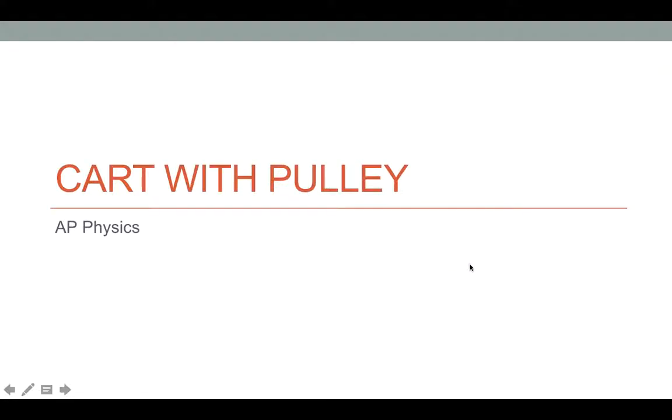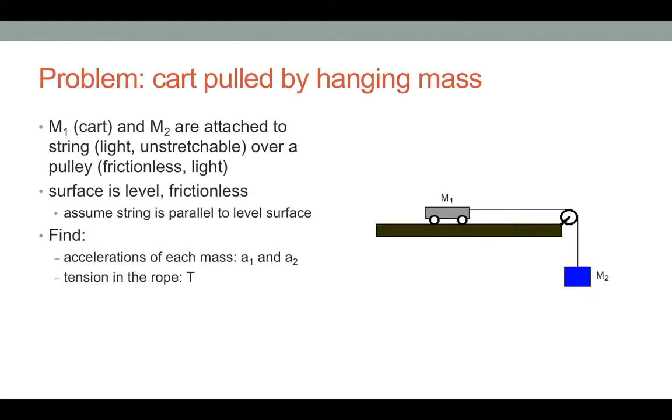We're going to continue with another problem. This time we have a cart attached to a mass over a pulley. We'll know the mass of the cart and the mass of this second object hung over the edge of the pulley. We will again assume the pulley is light and frictionless and that the string is light and will not stretch. We'll take the surfaces to be frictionless and also to be level, and we'll take the string right here to be parallel to the surface.